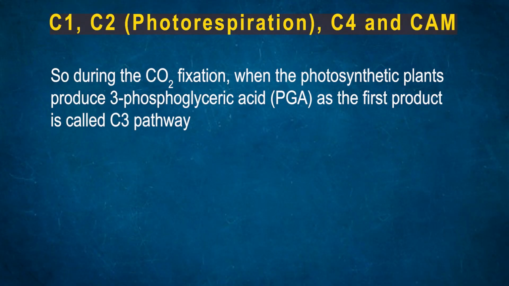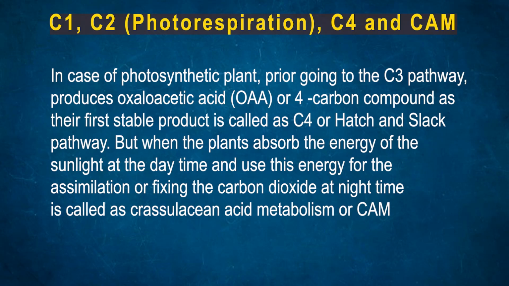Next one, C1, C2, C4 and CAM as well as photorespiration, right? So contrary to photosynthesis, a respiration process is there by which, by taking up oxygen, carbon dioxide can be evolved in the light, okay. So here different types of products are getting synthesized. So during carbon dioxide fixation, when the photosynthetic plants produce 3-phosphoglyceric acid, it is coming via C3 pathway. But in case of C4 plants, prior to going to C3 pathway, they produce oxaloacetic acid, OAA, a 4-carbon compound, as their first stable product.